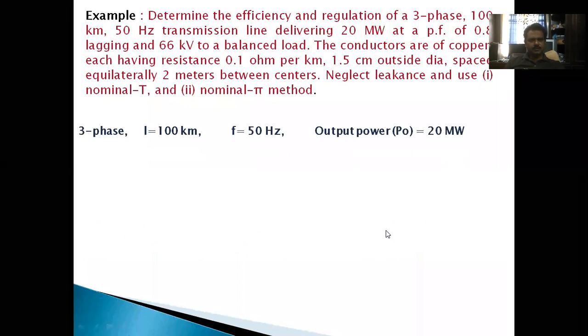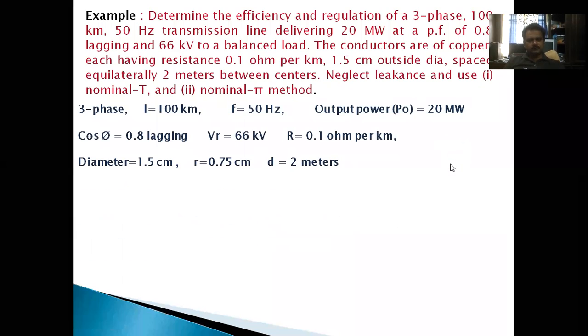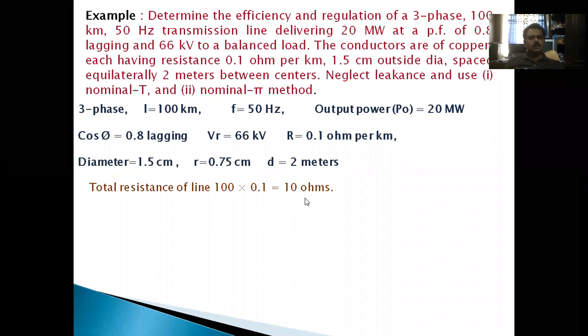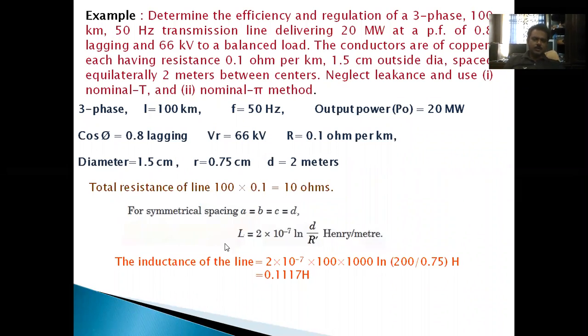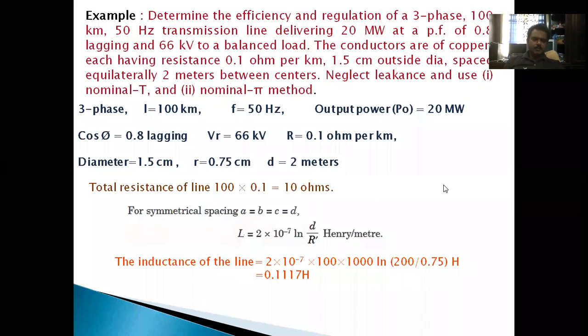So first step, from the given problem, we have calculated the resistance for the entire length, similarly inductance and also the capacitance over the 100 kilometers line. Okay, these are the three parameters. Shunt parameter is capacitance and series parameters are inductance and resistance.